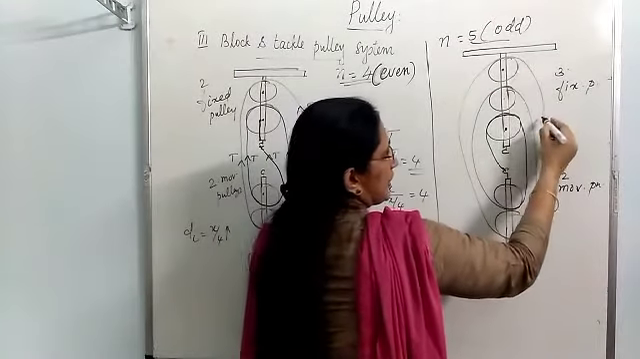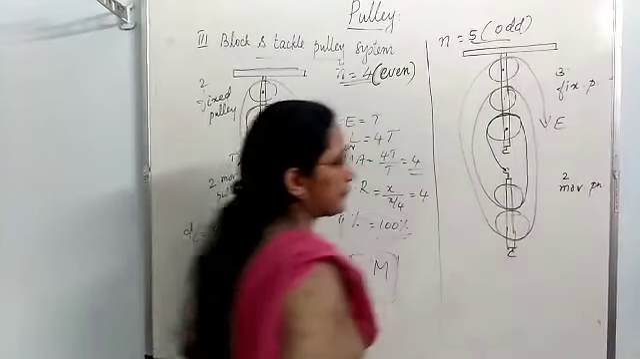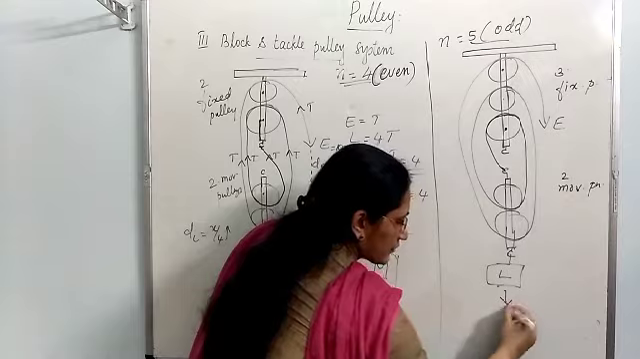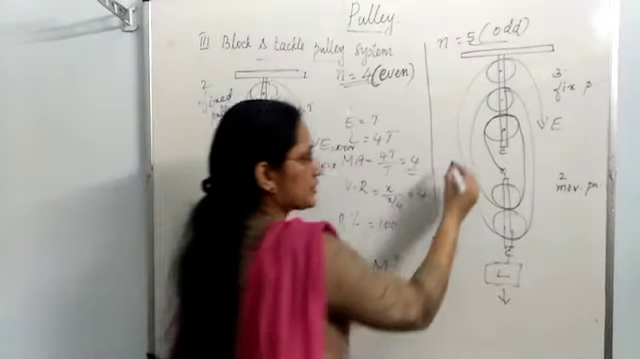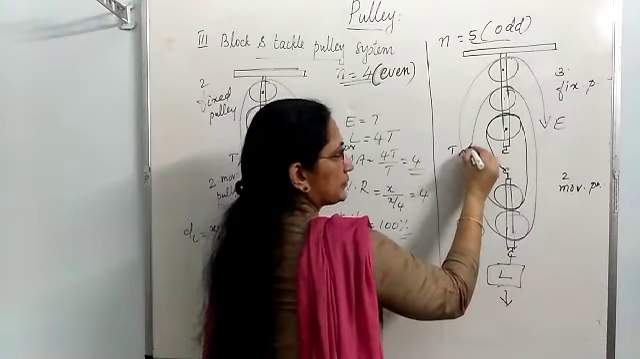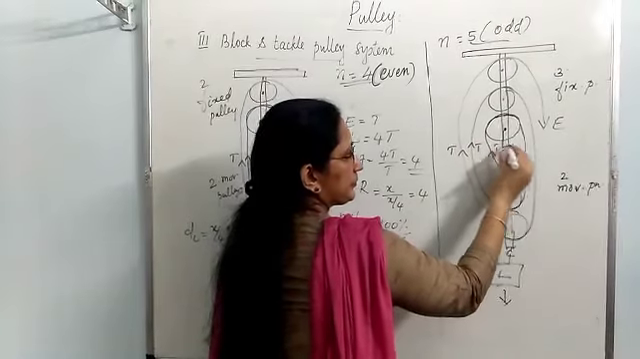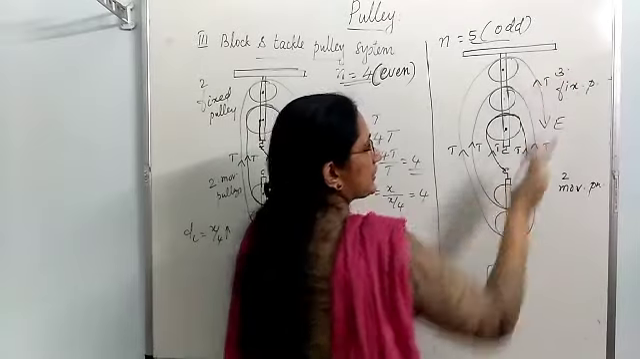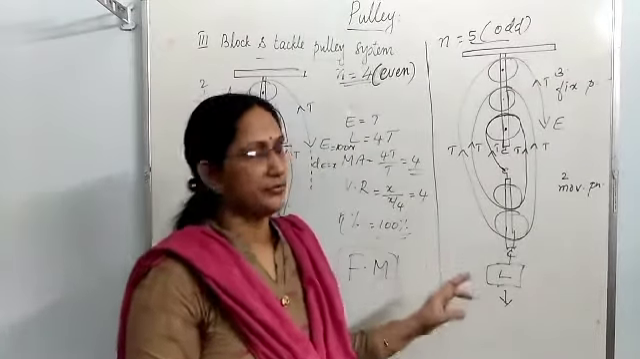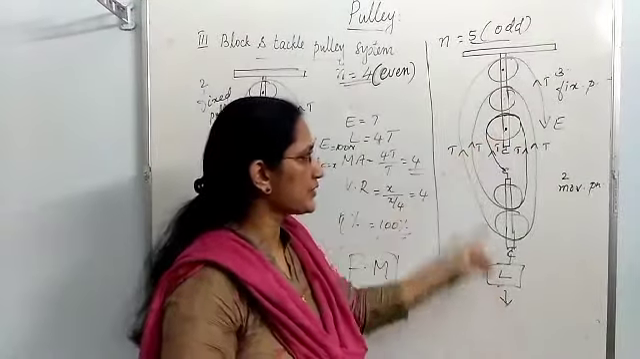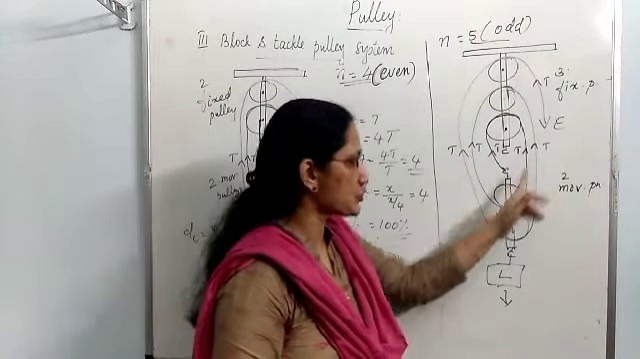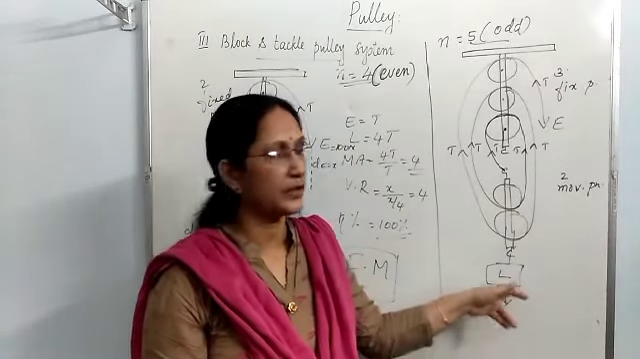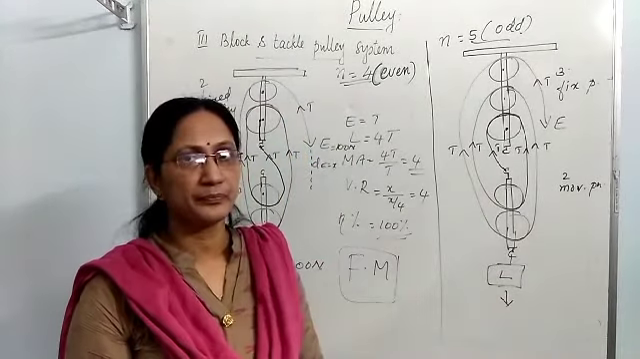Here comes the free end of the rope. There you have to apply the effort. Here you have to attach the load. Load always acts downward. Then tension on the rope segment you can mark. Here also tension will be there. So look at it, confirm that there are 5 pulleys and there are 5 rope segments to hold the load, support the load. Okay, so this is the complete diagram.